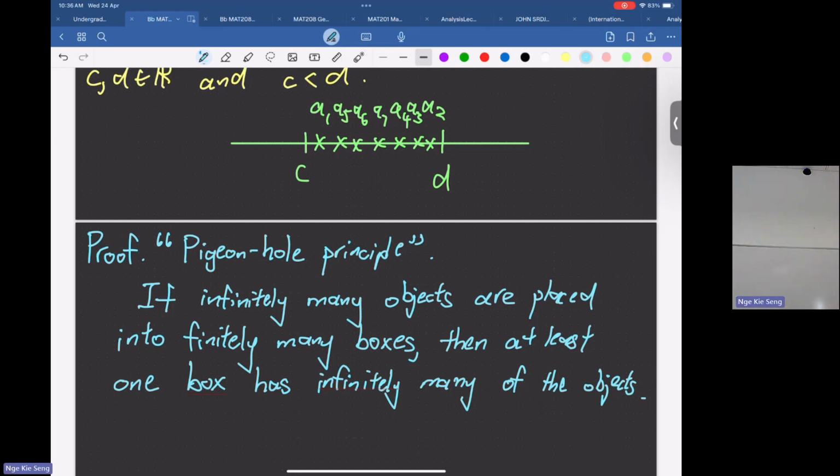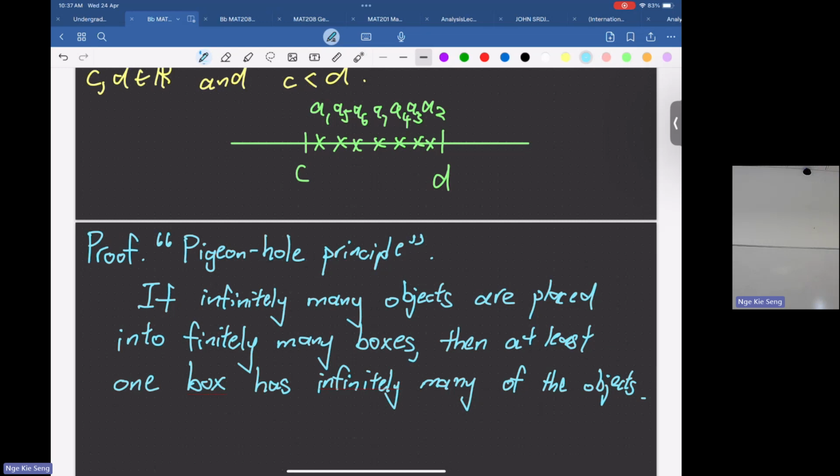None of the boxes has infinitely many objects, but you only have finitely many boxes. So finite times finite, you only have finite. So you don't have infinitely many. Meaning if you have infinitely many objects placed in finitely many boxes, one of them must have infinitely many. Does it make sense?